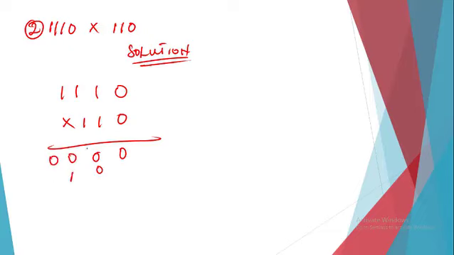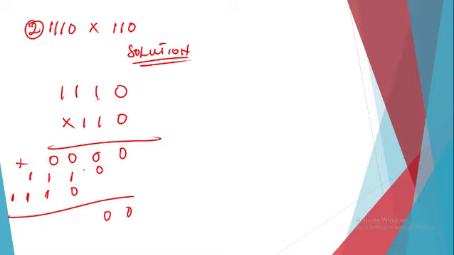1 times 1 is 1. 1 times 1 is 1. And 1 times 1 here is 1. 1 times 0 will give us 0. 1 times 1 will give us 1. 1 times 1 will give us 1. And 1 times this one will give us what? 1. We apply the principle of what? Addition. You bring down your 0.